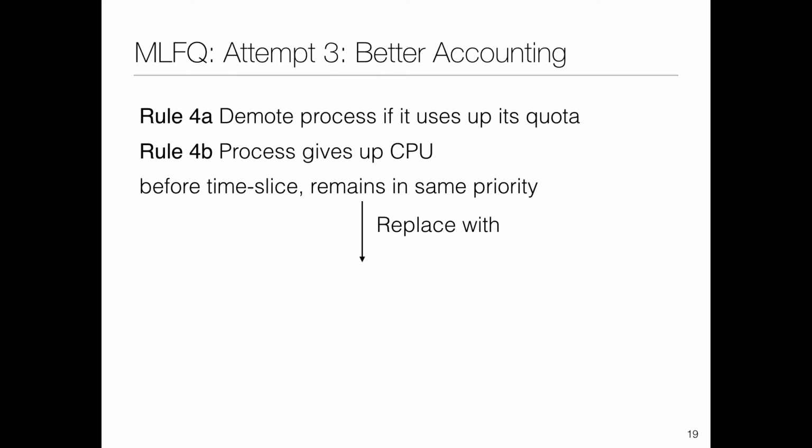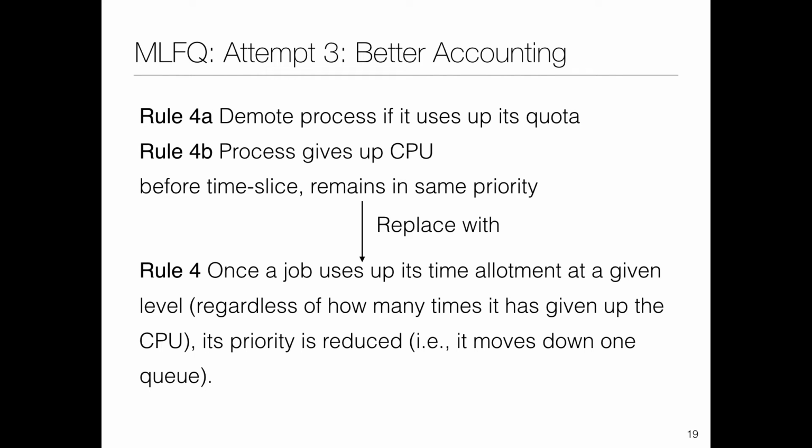We replace both of these rules with a single rule. It says that once a job uses up its time allotment at a given level, regardless of how many times it has relinquished the CPU, its priority is reduced. So did you get this rule? Do you get how this is effectively allowing us to not game the system now?